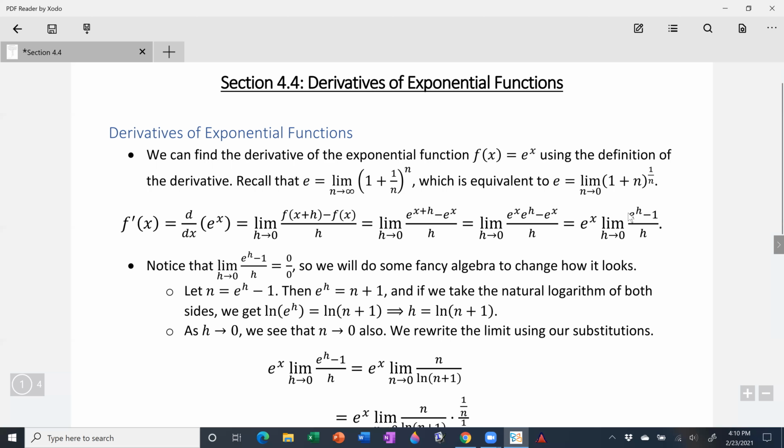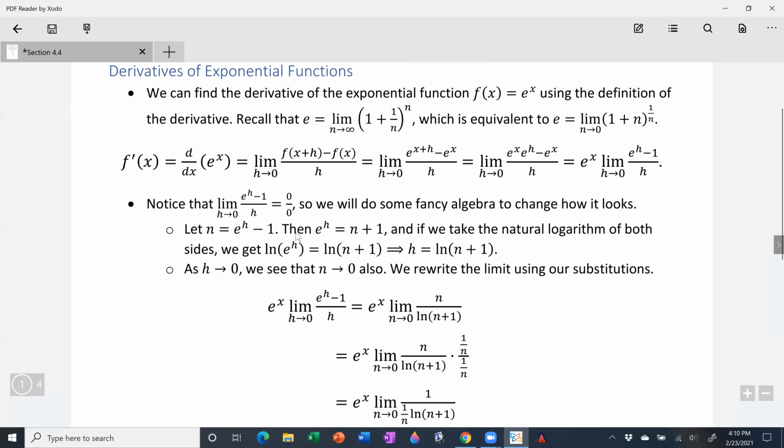Okay, so now we have a little bit of a weird situation right there, because if we try to do our direct substitution, we end up with 0 divided by 0. So we got to do some fancy stuff here. So notice that as you plug in 0, you get e to the 0, which is 1. 1 minus 1 is 0. Plugging in 0 in the denominator, we get 0 over 0. So that's that indeterminate form.